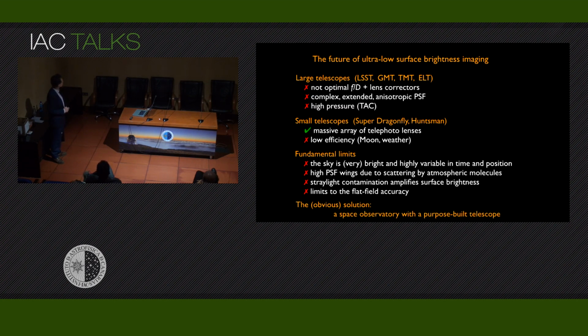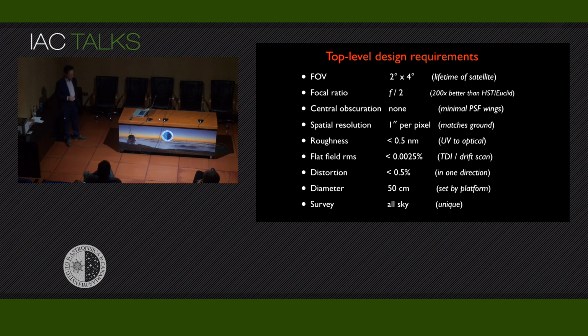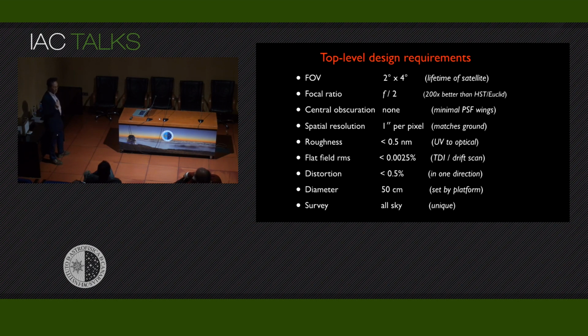So the solution, of course, is going to space with an optical design which will just minimize all these fundamental limits. So what are the top-level requirements that we need for this instrument? Well, we need, first of all, a large field of view, because the lifetime will be short. We need a very fast optical ratio, as I've argued, and f/2 will be 2 orders of magnitude better than HST. Again, in terms of surface brightness, not in terms of point sources. Okay, don't get me wrong. I'm going to argue that because we want PSF as compact as possible, essentially the Airy function, we have no obscuration, and these 3 requirements are quite difficult to meet together.